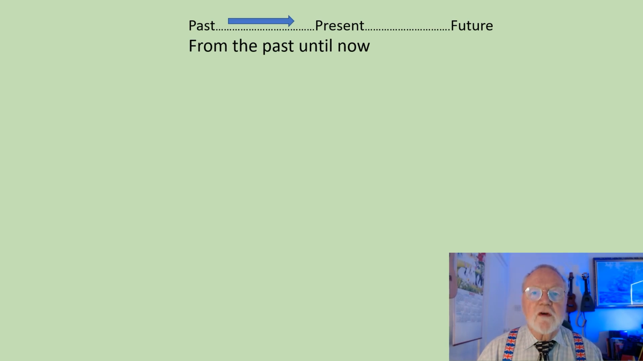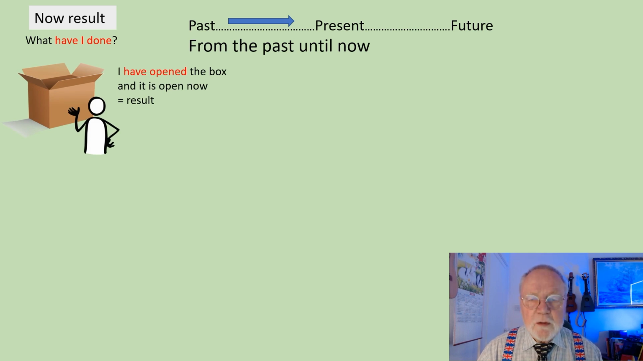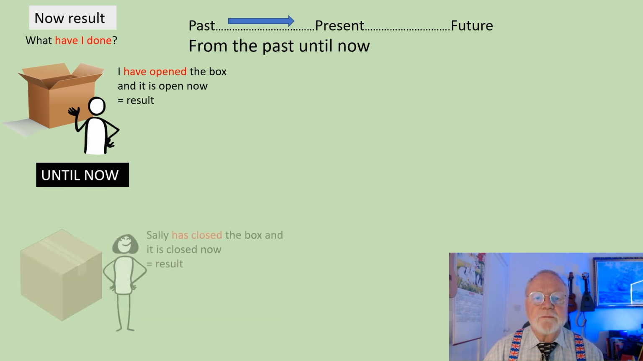We use the tense for an action which began in the past with a result in the present. And the phrase really to remember is from the past until now. So if we consider the now result and ask the question, what have I done? I have opened the box and it is open now. So the result is that I can see the box is open and the action obviously took place in the past. From the past until now.